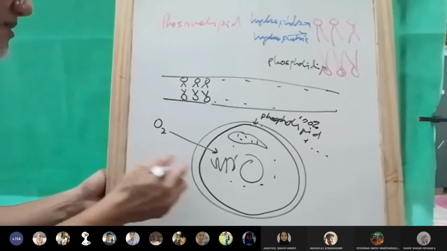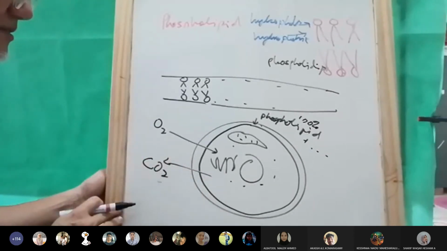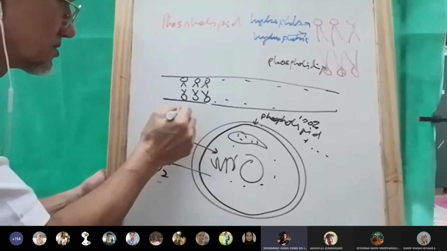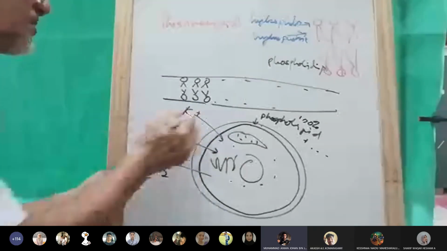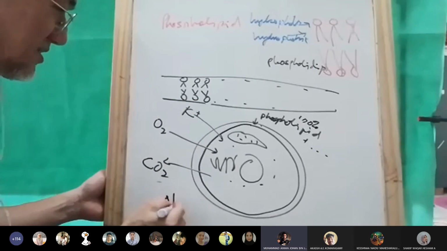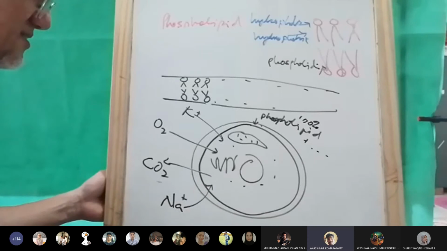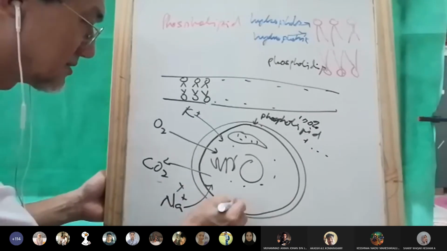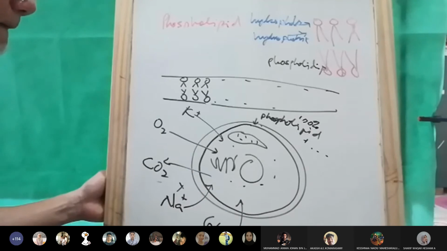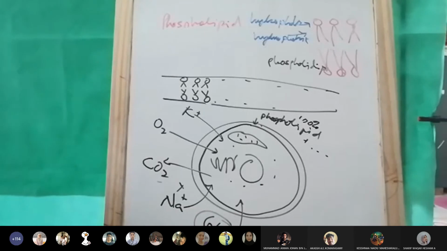Can carbon dioxide get out from the cell? Yes. Now can potassium get into the cell? No, because it's a charged protein ion. Can sodium get into the cell or come out from the cell? Basically can't. Can glucose get into the cell? Basically no, because glucose needs a transporter, so it basically cannot get into the cell.